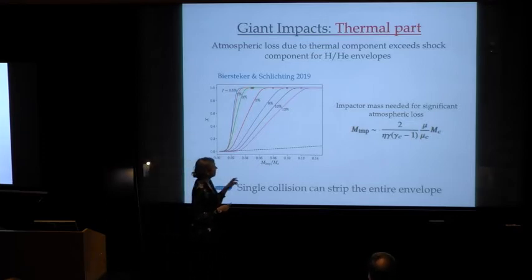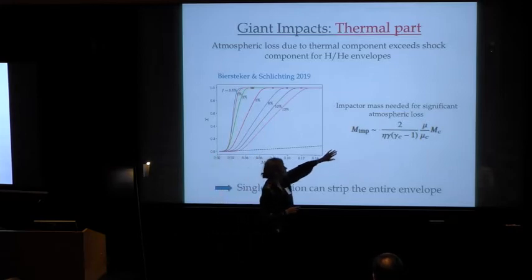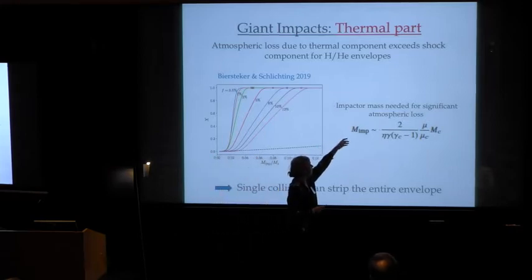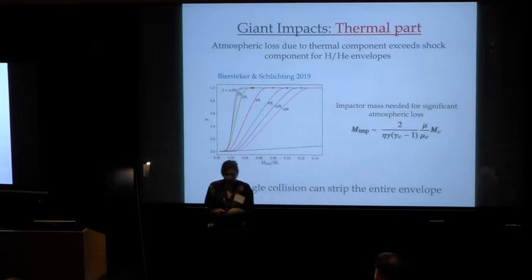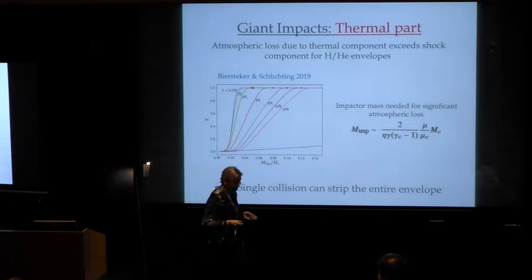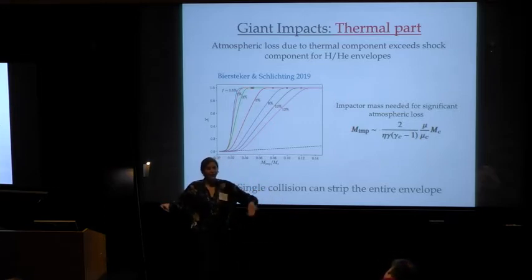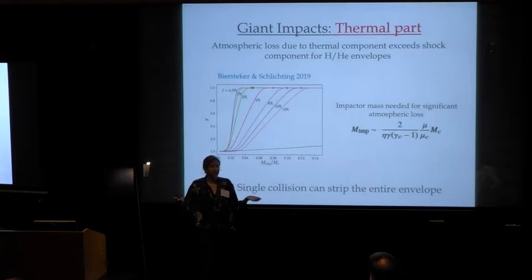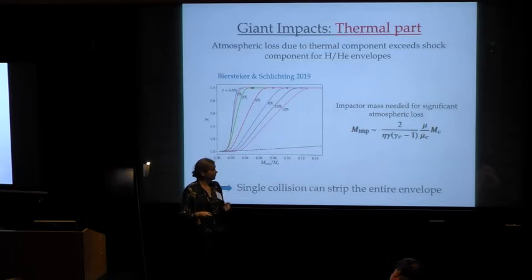The mass of the impactor you would need to lose your envelope is basically the ratio of the mean molecular weight of your atmosphere to the core. Basically, the reasoning is that if you have hydrogen-helium, you only have to heat your core a little bit, or only to a few thousand or 10,000 Kelvin, to unbind that atmosphere, which corresponds to an impactor mass that is lower than the core mass by this ratio of the mean molecular weights.